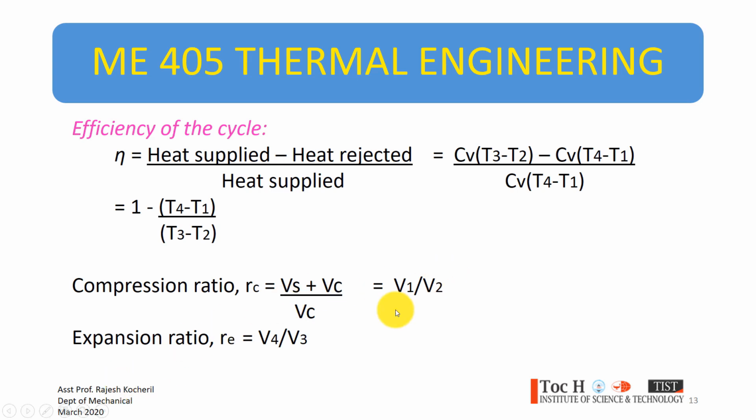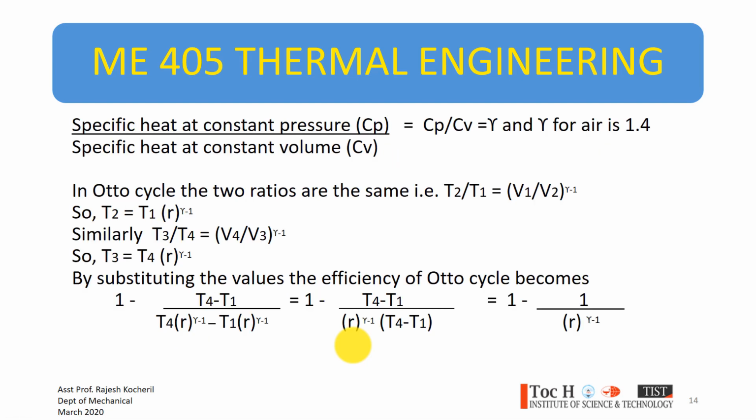So the compression ratio is the total volume, that is Vs plus Vc, divided by the clearance volume Vc. And as you are aware, for the numericals we take Vs plus Vc as V1 and Vc as V2. Therefore, the compression ratio, in some textbooks denoted as simply r and in some as rc, whether it is r or rc, is V1 by V2. And the expansion ratio, you know that the expansion takes place from process 3 to 4. We can call this ratio the expansion ratio, re, and this ratio is the volume at V4 divided by the volume at V3. So expansion ratio re is V4 by V3.